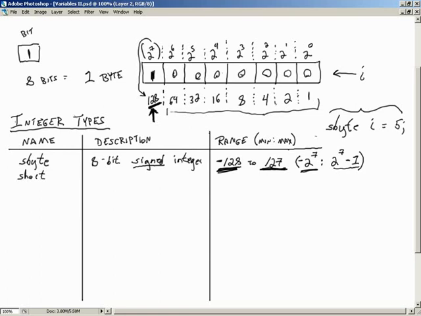All right, what exactly is a short? Now, I'm not going to draw these out, but the same principles that I demonstrated with the signed byte will apply here. And you're going to see real quickly why I'm not going to draw this out. This is a 16-bit, so a 16-bit signed integer.